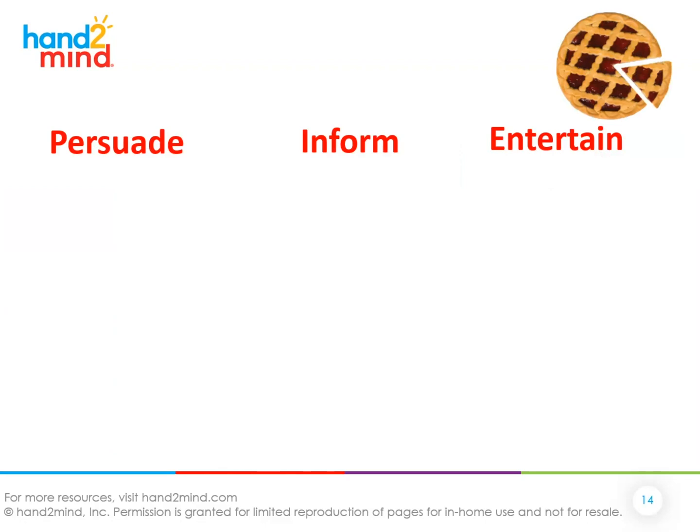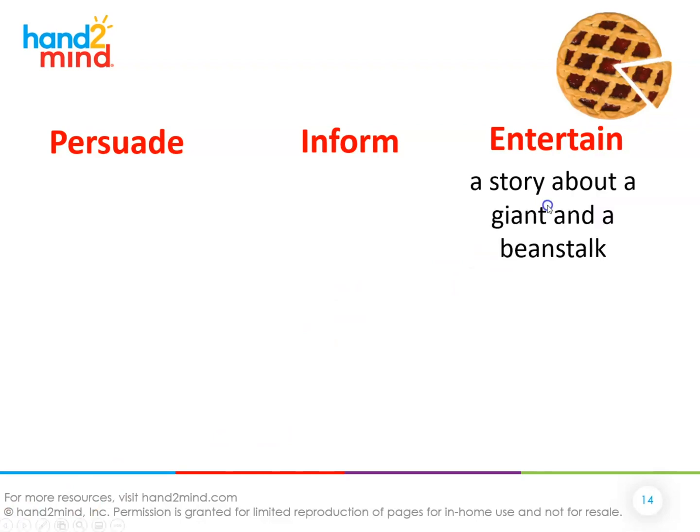Well, it doesn't sound like a story about a giant and a beanstalk is something where an author is giving me a lot of facts and information about a topic, or trying to get me to do something or to believe or think a certain way. I think a story about a giant and a beanstalk would probably just be something that I would have fun reading. So I'm going to say that the author's purpose would most likely be to entertain.